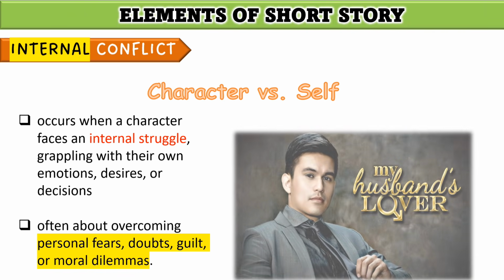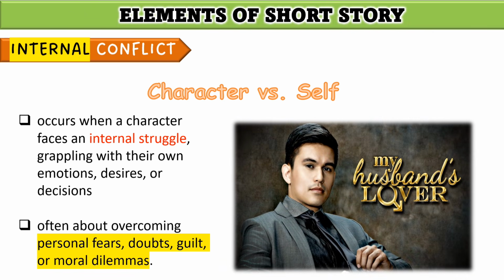In GMA 7's drama series before, entitled My Husband's Lover, it illustrates a character versus self conflict because the main character, played by Tom Rodriguez, struggles internally with his own emotions, identity, and desires. He is torn between his societal obligations as a married man with a family and his true feelings for another man, played by Dennis Trillo. This internal battle involves his fear of rejection, guilt, shame, and confusion about his sexuality.